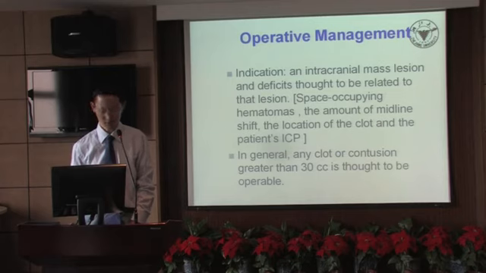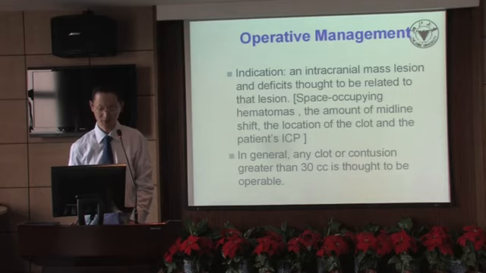Contusions larger than 25 to 30 cc are generally considered to cause significant mass effect capable of causing neurological deterioration and progressive brain injury. In general, any clot or contusion greater than 30 cc is thought to be operable.